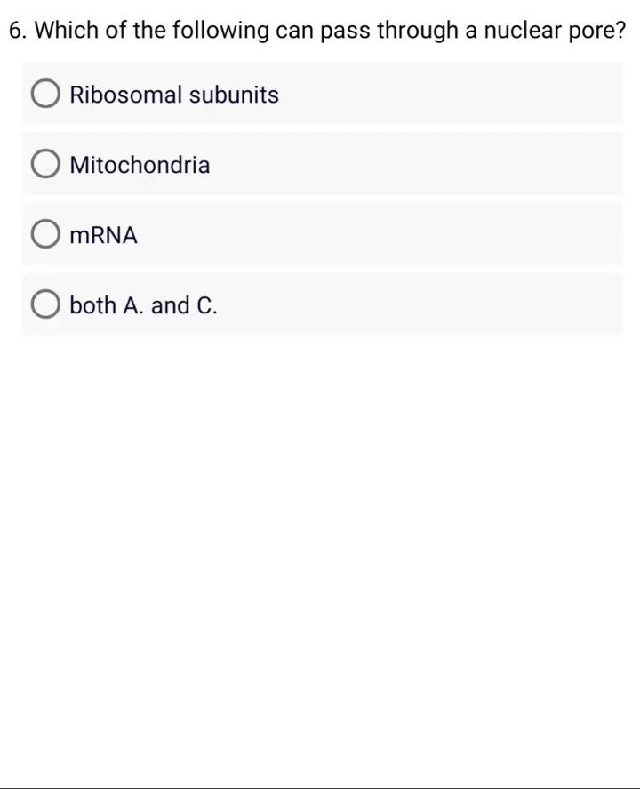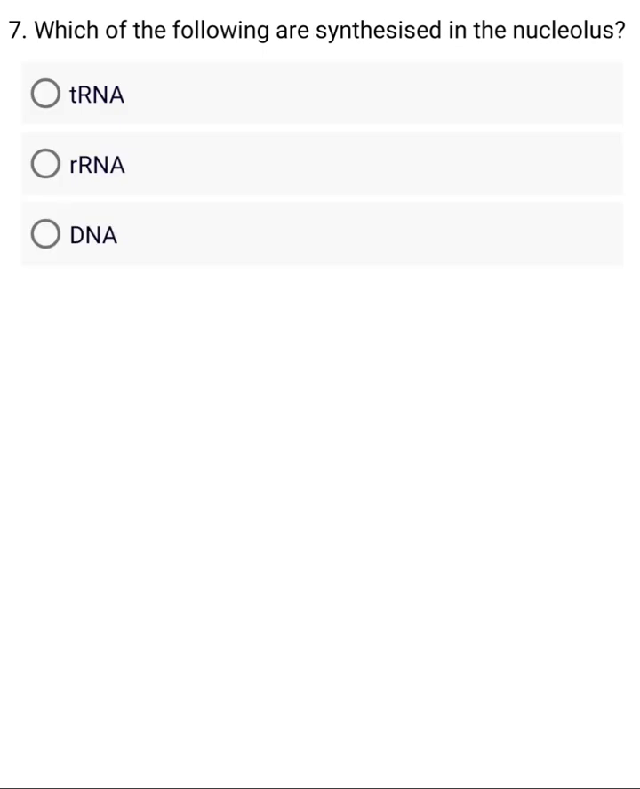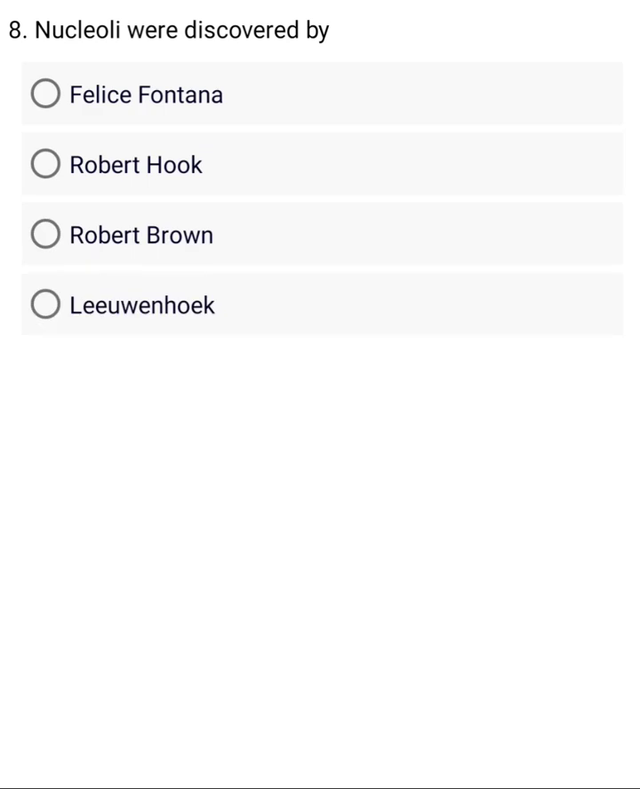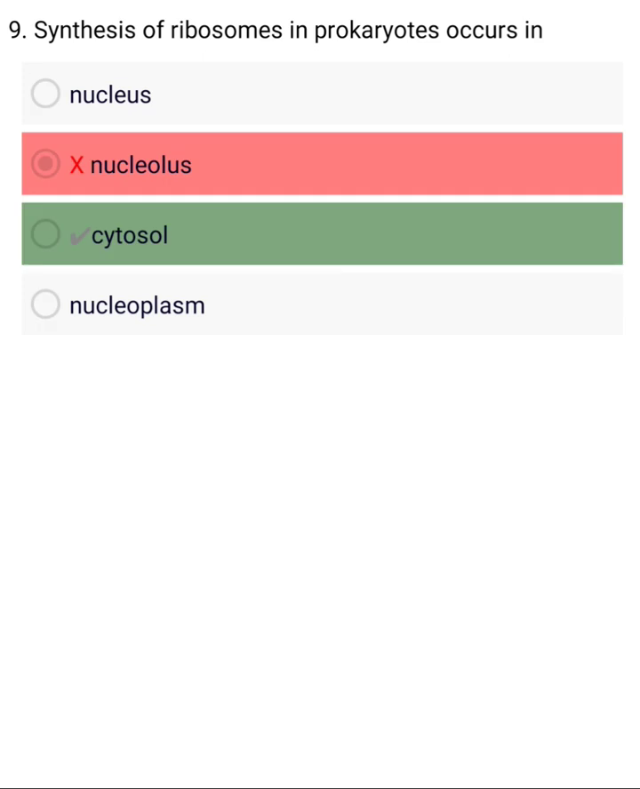Which of the following can pass through a nuclear pore? A. Ribosomal subunits, B. Mitochondria, C. mRNA, D. Both A and C. Right. Which of the following are synthesized in the nucleolus? Right. Nucleoli were discovered by A. Felice Fontana, B. Robert Hooke, C. Robert Brown. Right. Synthesis of ribosomes in prokaryotes occurs in A. Nucleus. Wrong.